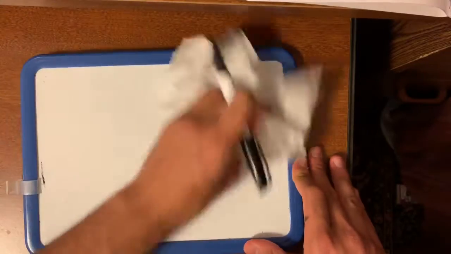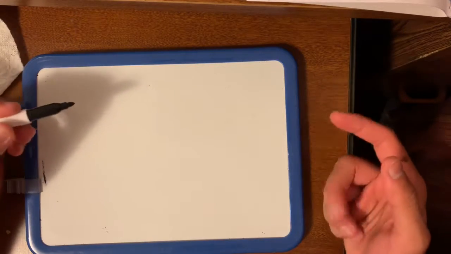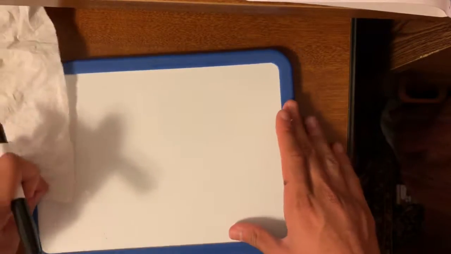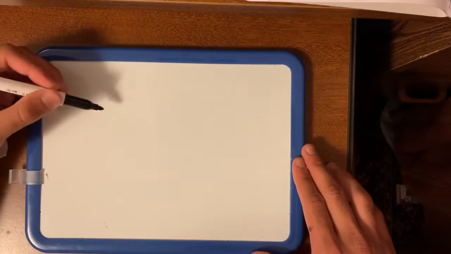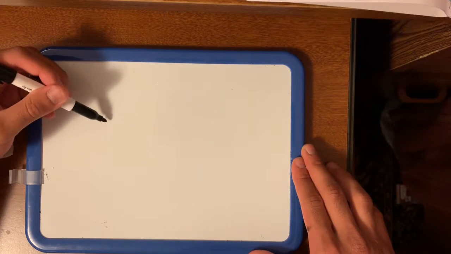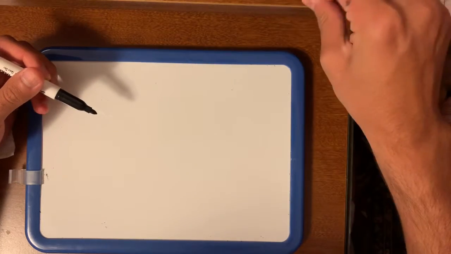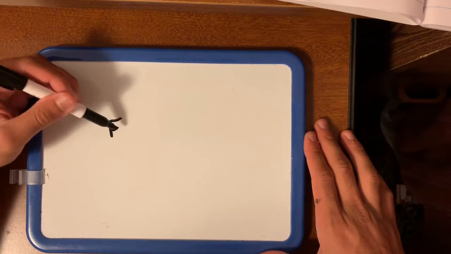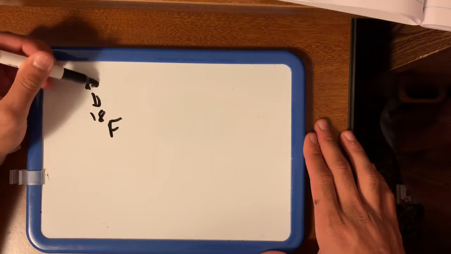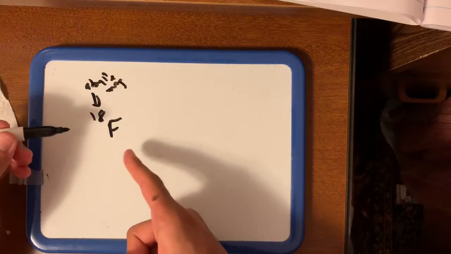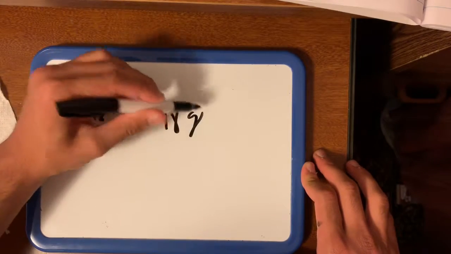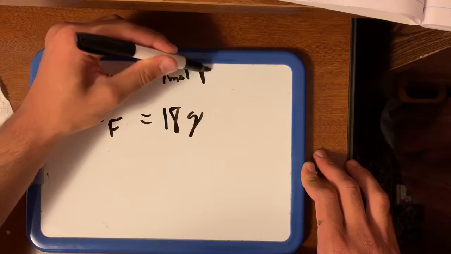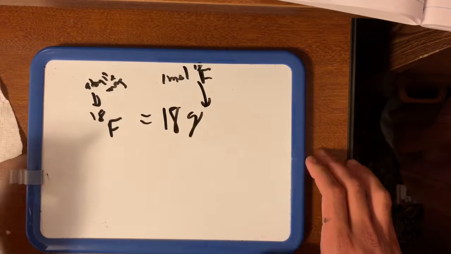Just to simplify things, when I think of the word mole, I think of it as a number, and when you first apply it, going from the atomic mass to the mass in grams, when you look at an atom, let's say you had fluorine 18, and this is the atomic mass. 1 mole of this atom will be equal to 18 grams. 1 mole of F18 will be equal to 18 grams.